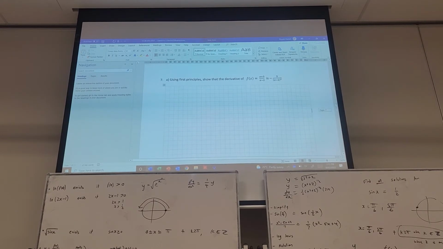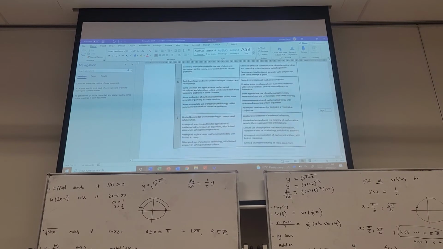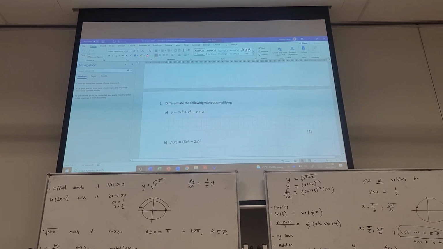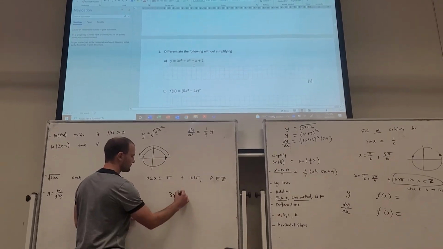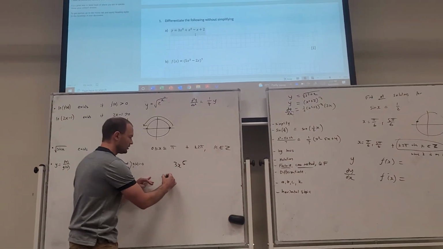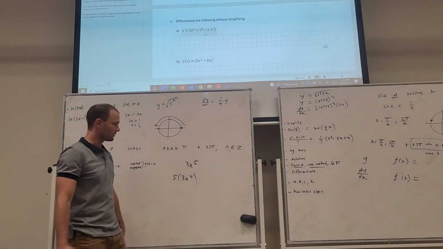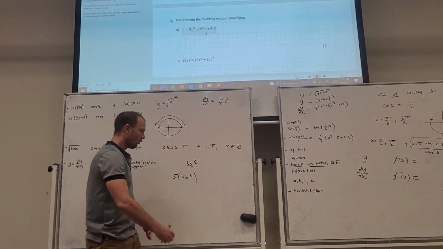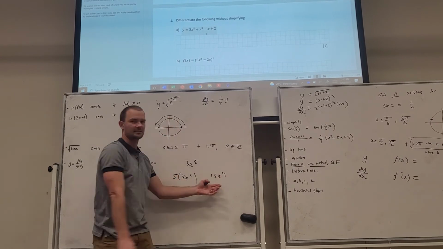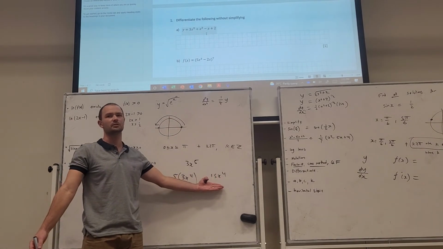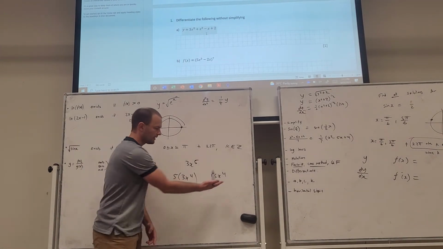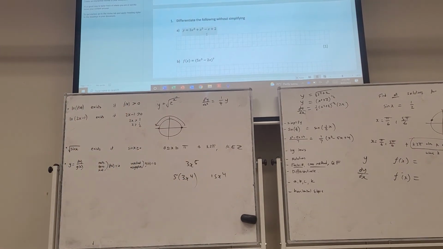All right, if I scroll back up to question 1, it says, differentiate without simplifying. So that means you can just differentiate. If you do simplify, like let's talk about that first one. We've got 3x to the power of 5. When you differentiate that, you could write it as 5 times 3x to the 4. Full marks. I'm just talking about this term, not the whole thing. Or you could write 15x to the 4. Full marks, doesn't matter. It's easier to do that. So in the circumstance where it is, feel free. Anyway, said enough about that.